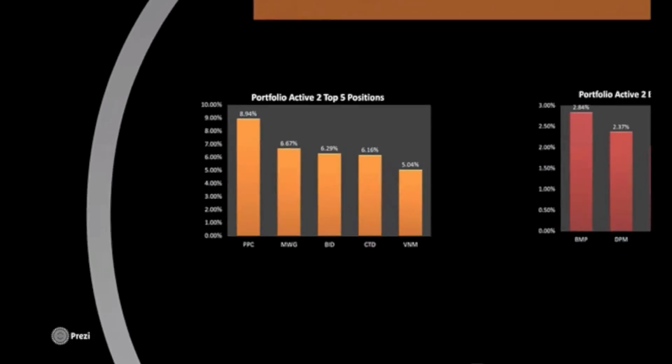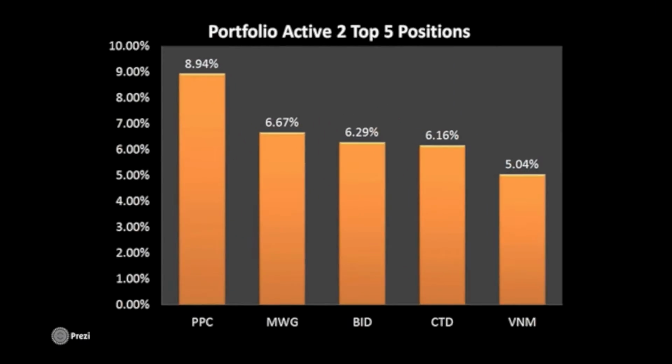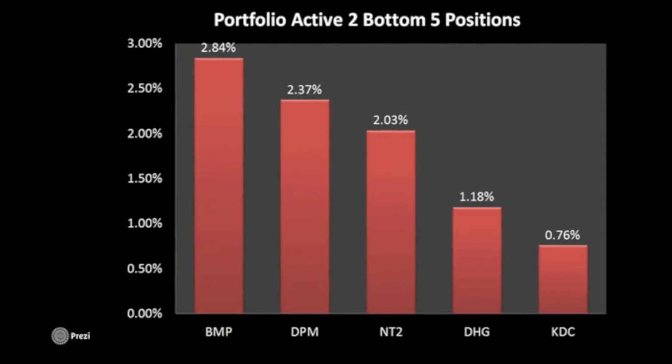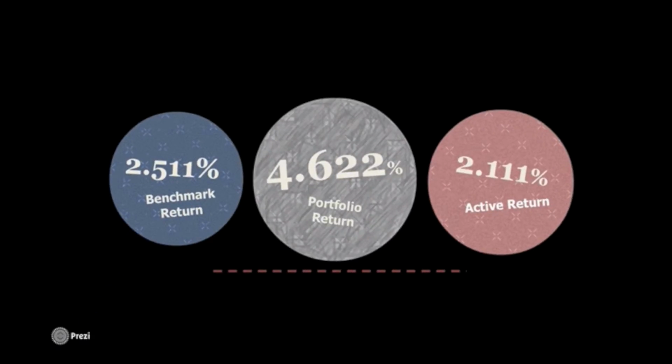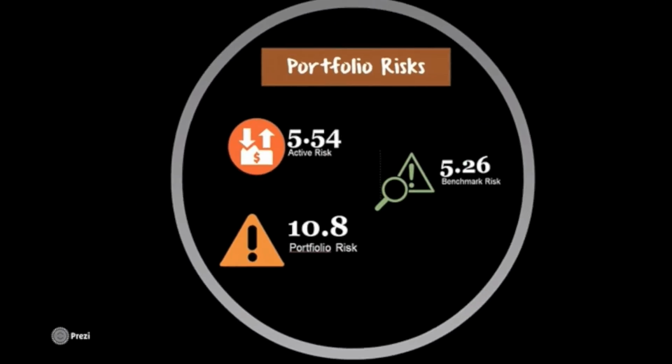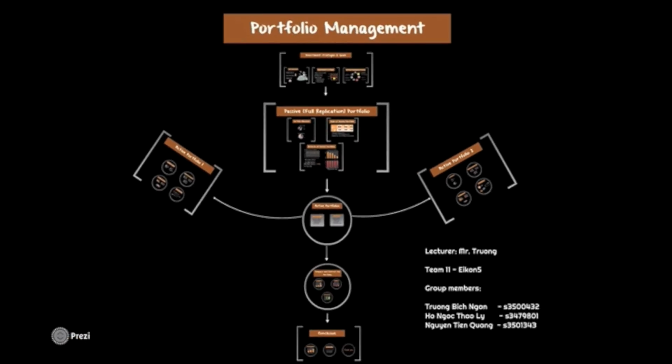About the portfolio return, BBC gained the most return at 8.94%, while KDC has only 0.76%. As you can see, our portfolio return is 4.622, double the active one's return. As I mentioned above, our portfolio risk is 10.8%, which is higher than the benchmark by 5.54%. Even though we have a higher return, we also have higher risk. Now I would like to pass to Lee to continue.